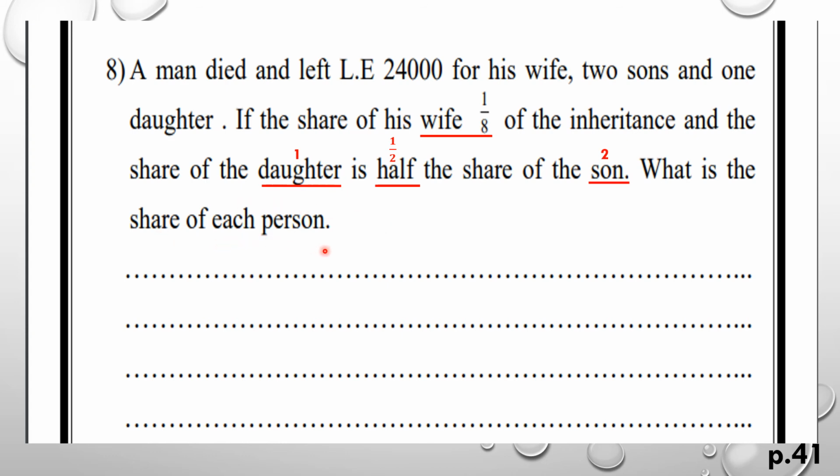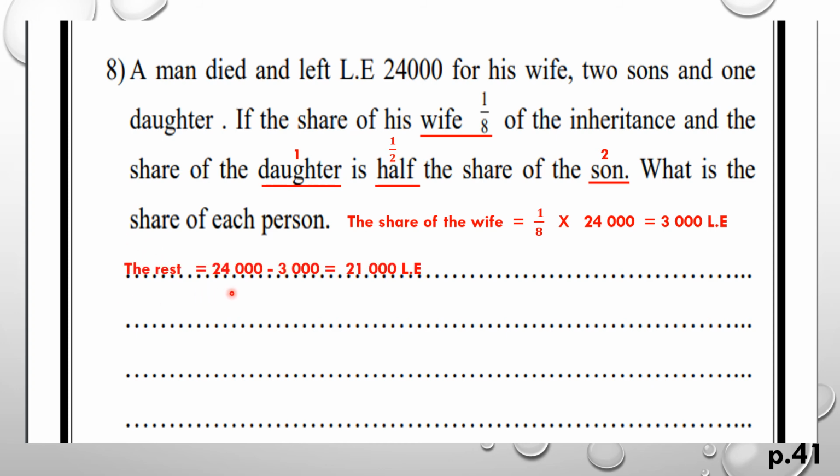First, we need to calculate the share of the wife. The share of the wife equals 1/8 times 24,000 equals 3,000 LE. After taking the share of the wife from the inheritance, we need to calculate the rest. The rest equals 24,000 minus 3,000 equals 21,000 LE. We are going to distribute this 21,000 among 2 sons and 1 daughter according to the ratio 1 for daughter, 2 for son.